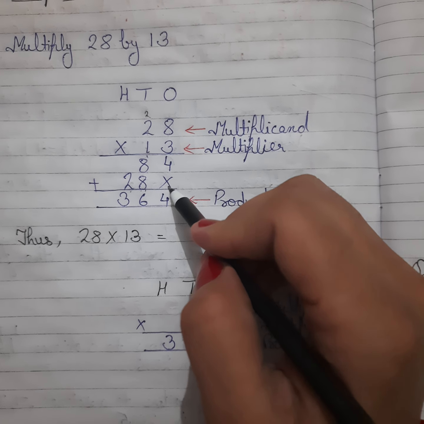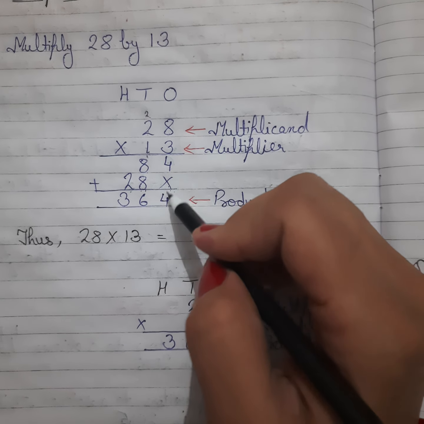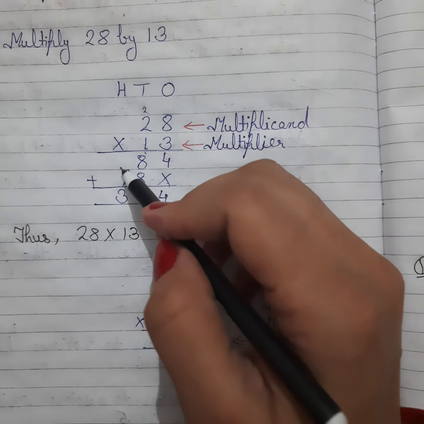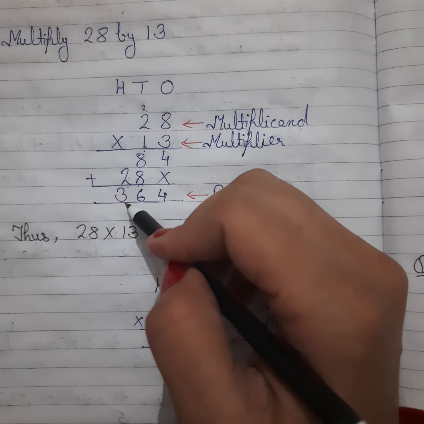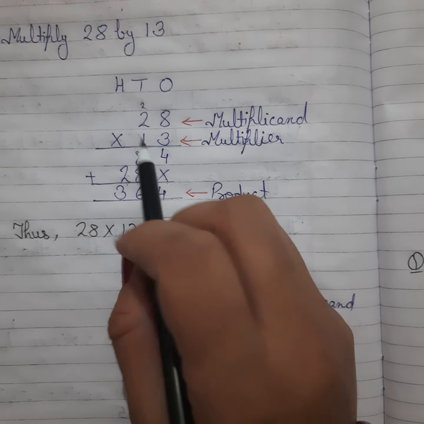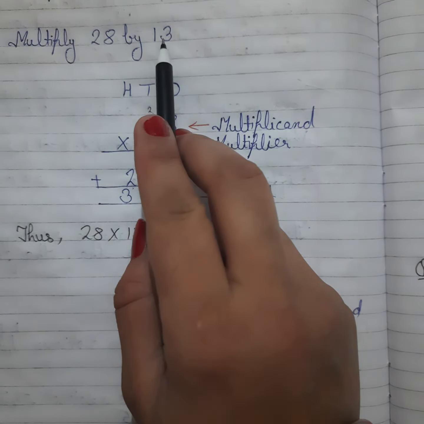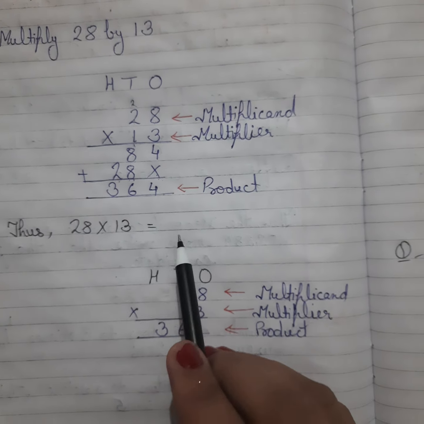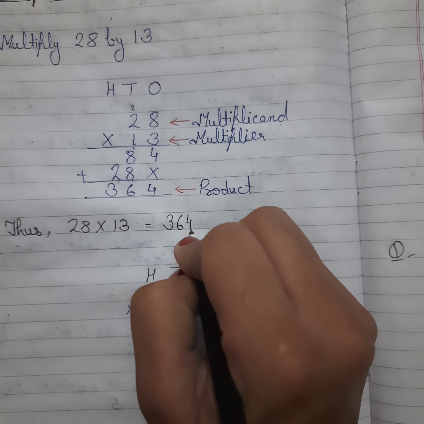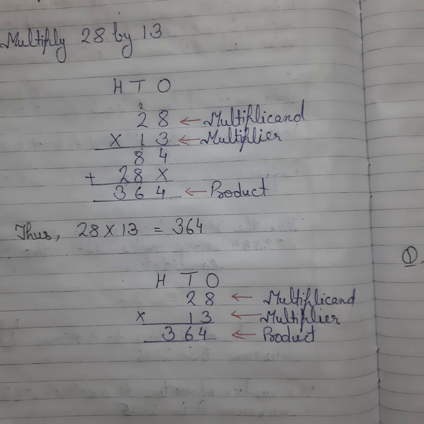So 4, there is no digit there, so it will be like this, 4 only. Then 8 plus 8 will be 16, carry 1. 1 plus 2 will be 3. So the answer will be 364. So when we are multiplying 28 by 13, we are getting 364.